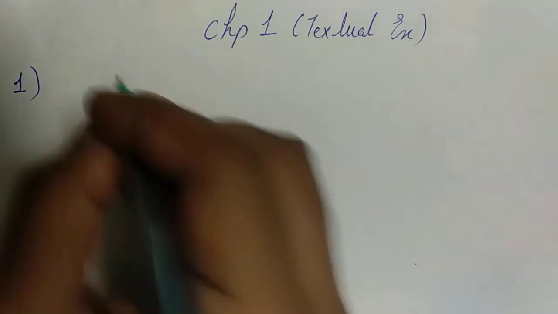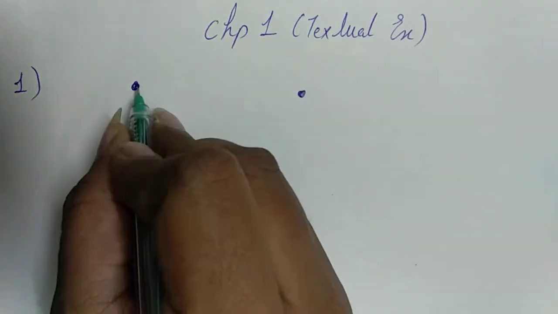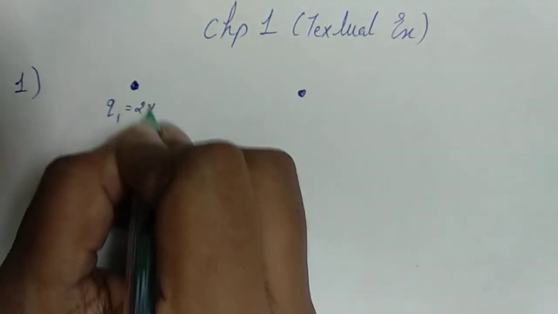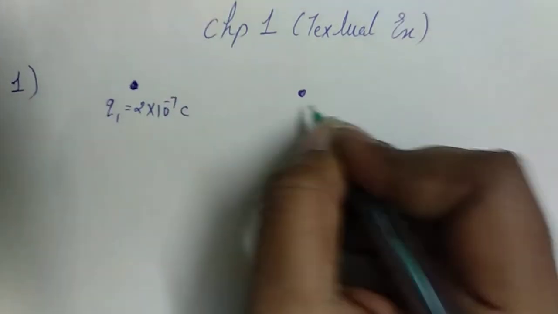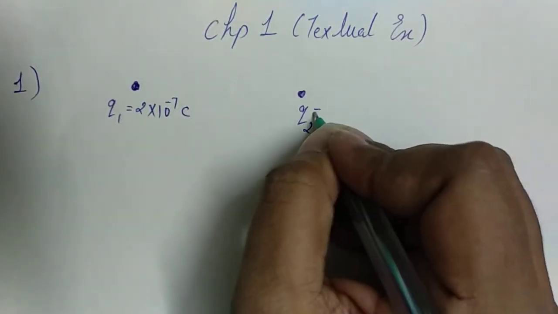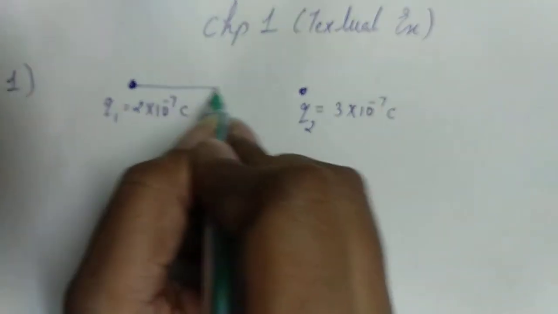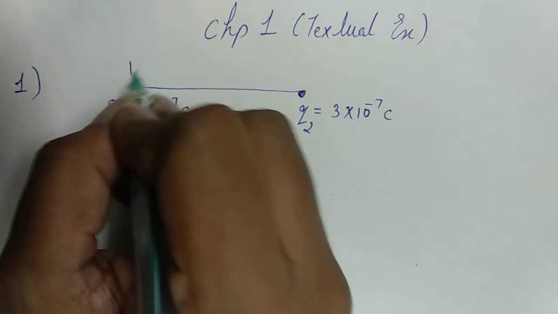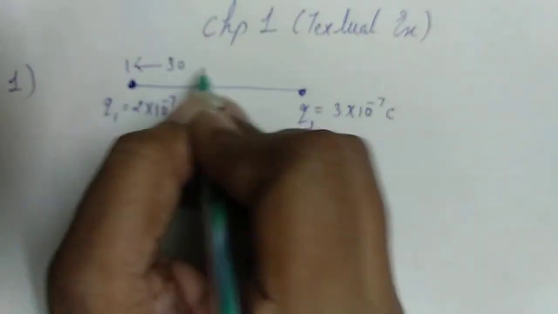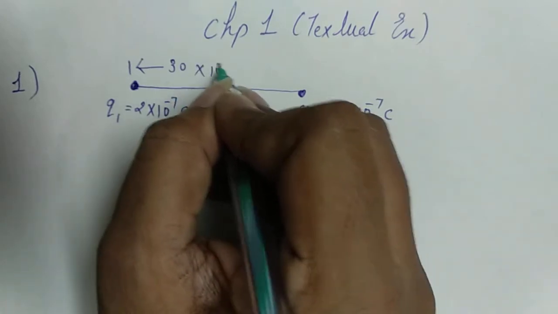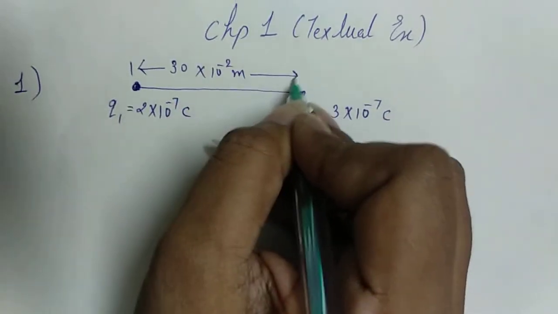First numerical, two charged spheres are given. The charge of sphere 1, Q1, is 2 into 10 raised to minus 7 coulomb, and the charge of sphere 2 is 3 into 10 raised to minus 7 coulomb. The distance between them is given as 30 centimeter, so we'll convert that into meter. That will give you 30 into 10 raised to minus 2 meter.